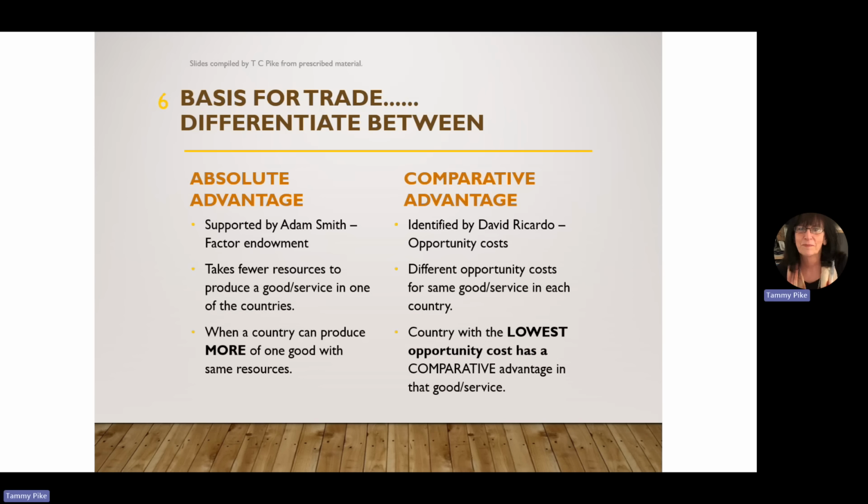There's your theoretical question. Differentiate between absolute advantage and comparative advantage. Remember, absolute advantage looks at how a country is able to produce more with a given set of resources, whereas comparative advantage looks at simply calculating the opportunity cost. In the case of absolute advantage, no calculations required. In the case of comparative advantage, yes, you do need to calculate. We're going to do that now.